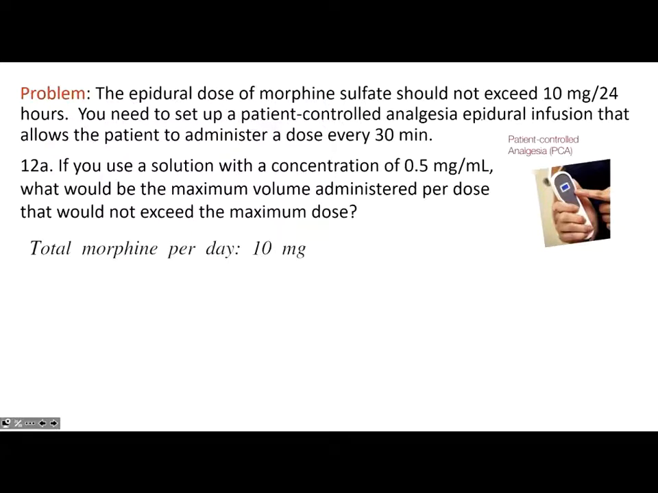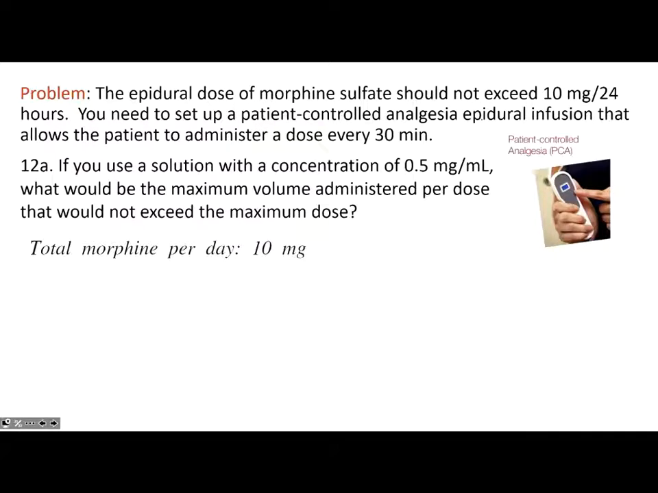So let's rethink through some of this, how to get there. What's the total daily dose? 10 milligrams. I cannot get more than 10 milligrams because the volume I get in a day is going to be the volume that gives me the dose. The only reason I'm getting the volume is to get the amount of morphine. So we got to relate it back to the dose. The total daily dose is 10 milligrams.